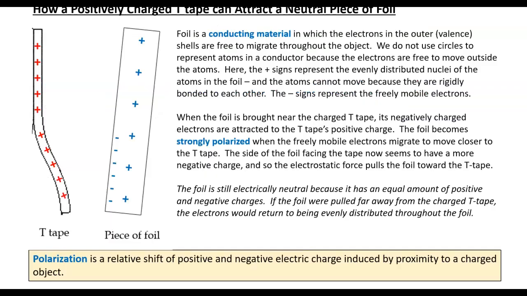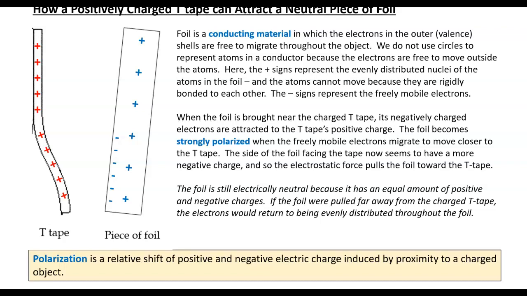Okay. In step 22 of the lab report, we're going to make a model that explains how the electrically neutral strip of foil could be attracted to both the positively charged T-tape and the negatively charged bottom tape. So foil is a material called a conductor. A conductor is a material in which the electrons in the outer shells, those are the valence shells, are free to migrate throughout the object. Metals like foil, aluminum, copper, and so on are all good conductors.